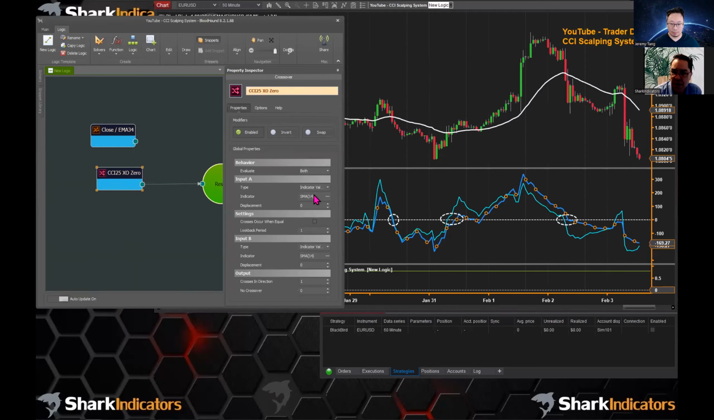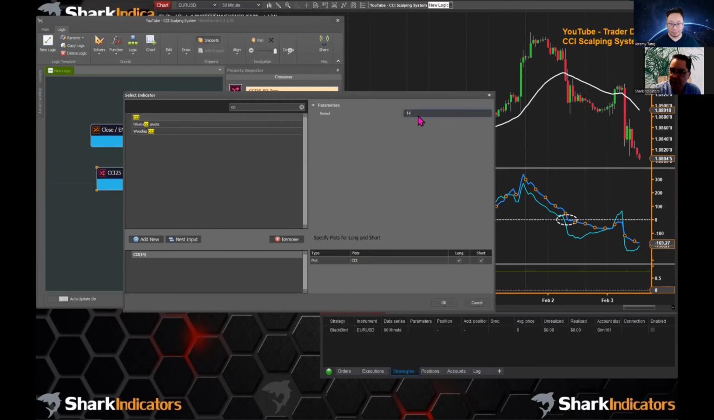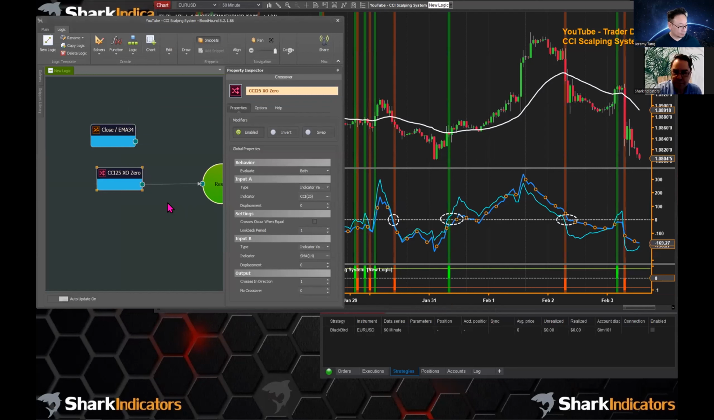So let's change our input to the CCI indicator. And this is something new with Bloodhound version 2: you now have a search box here, which makes finding your indicators so much faster and so much easier. I took to that like a duck takes to water. All right, so there's our CCI. And input B here is that zero value, or a fixed value, which is zero.